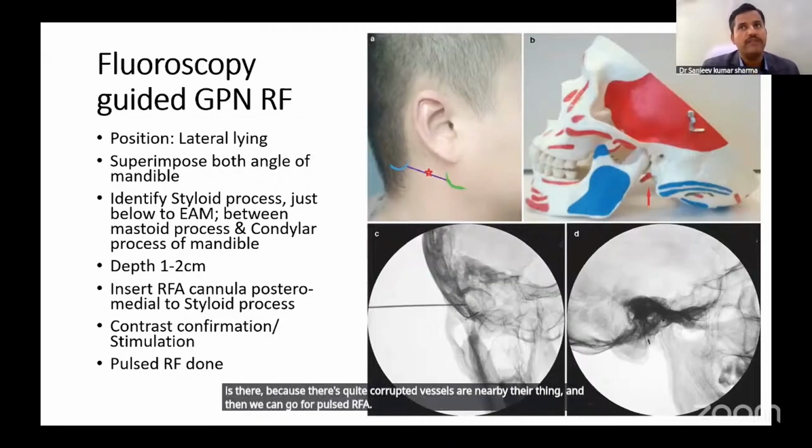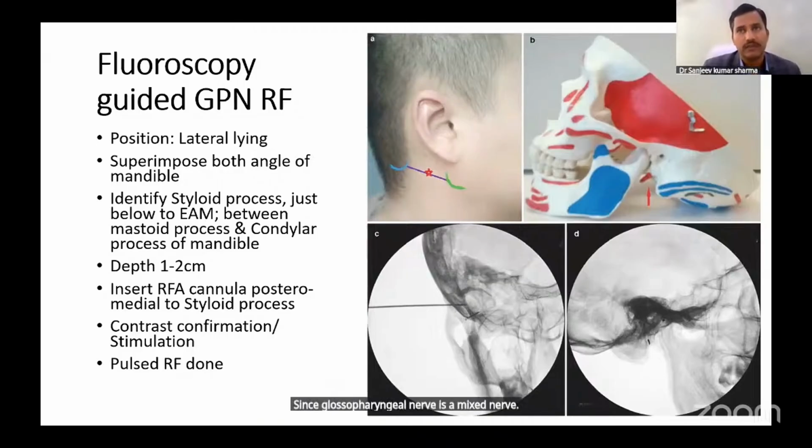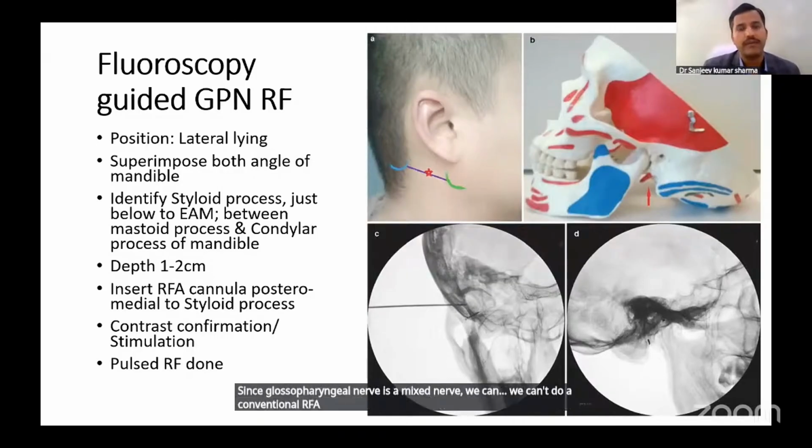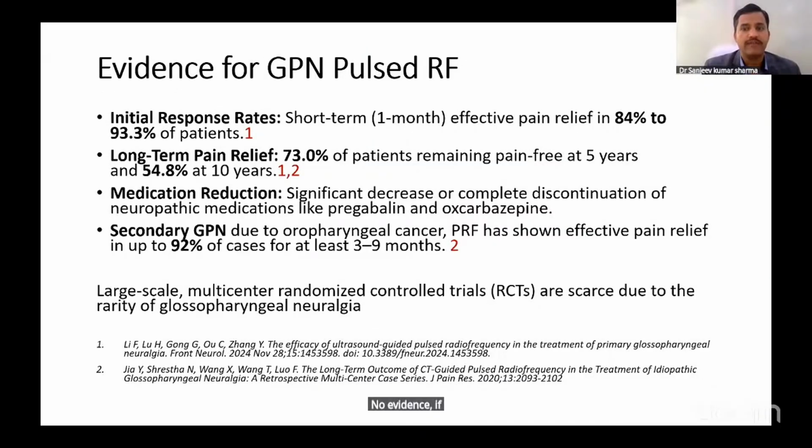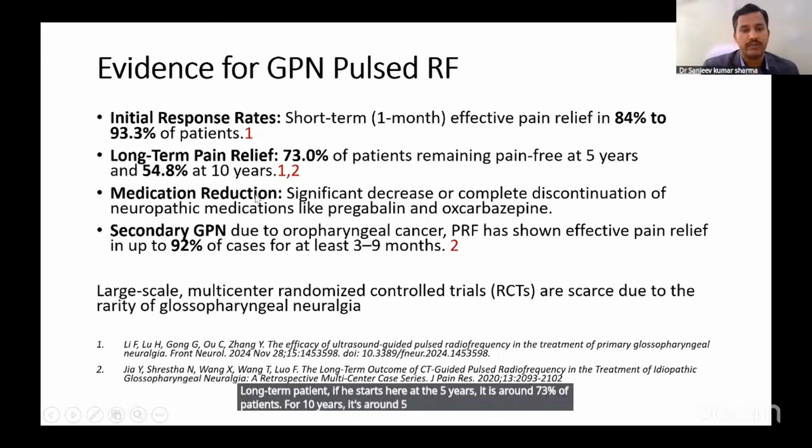Since the glossopharyngeal nerve is a mixed nerve, we can't do conventional RFA. We have to do pulsed RFA only. Now, if we see the evidence, very good short-term relief is seen in 84 to 93% of patients. For long-term, at 5 years it is around 73% of patients. At 10 years, it is around 54% of patients.